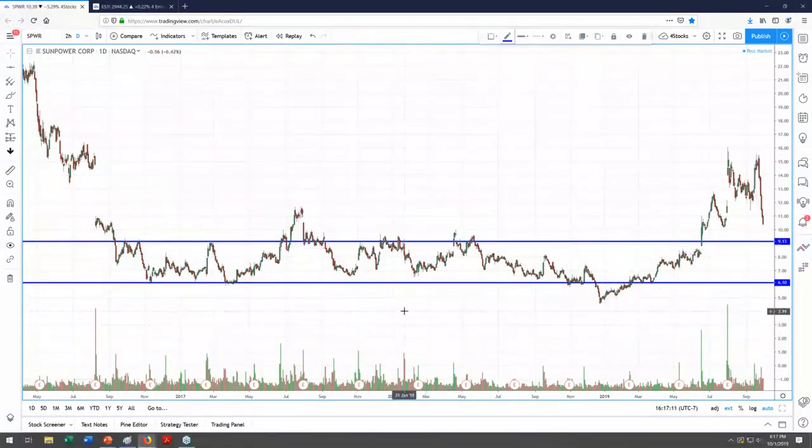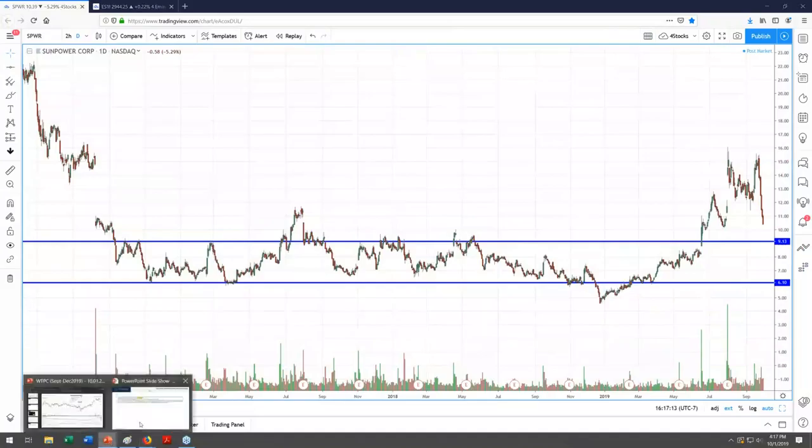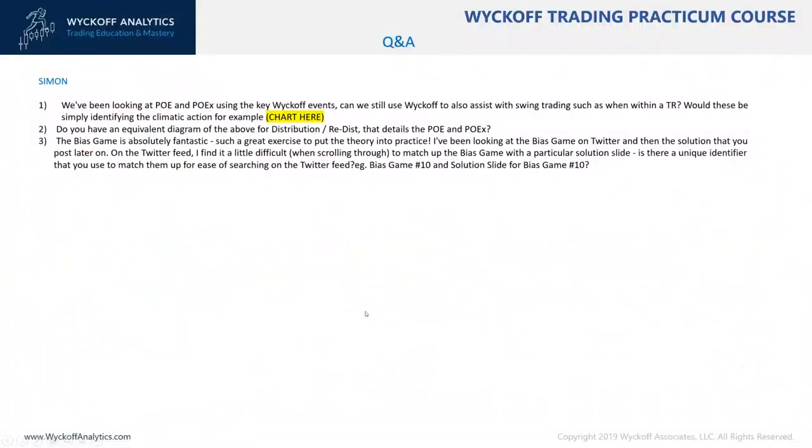Okay, great. Next question. Do we have an equivalent diagram of the above for the distribution, redistribution that details the points of entry and points of exit? I will bring this up in the news cycle of the WTC, Simon, and once I have that slide, I will present it here in the practicum, so you guys will have this.